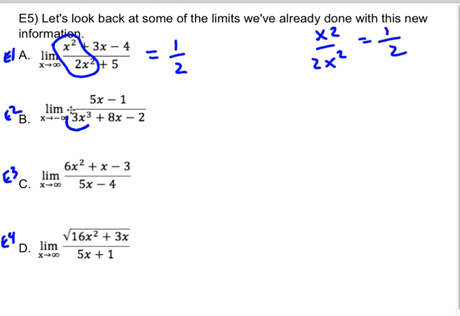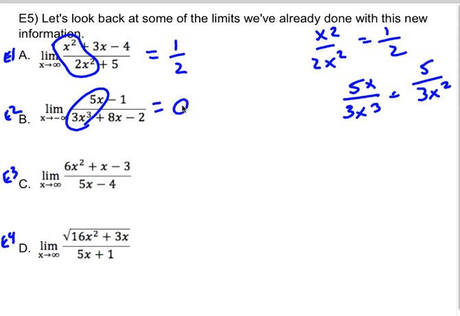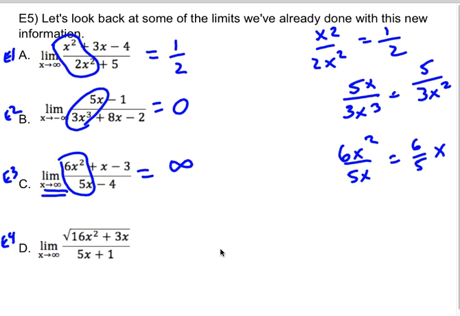When I look only at the leading coefficients here, I say, oh, this behaves like a 5x over a 3x cubed, which is the same as a 5 over a 3x squared. Finite value over infinite value, this is totally going to 0. When I look only at the leading coefficients, this behaves like a 6x squared over a 5x, which is the same as a 6/5 times x. Since I'm going to a positive infinity, 6/5 times positive infinity would be a positive infinity.